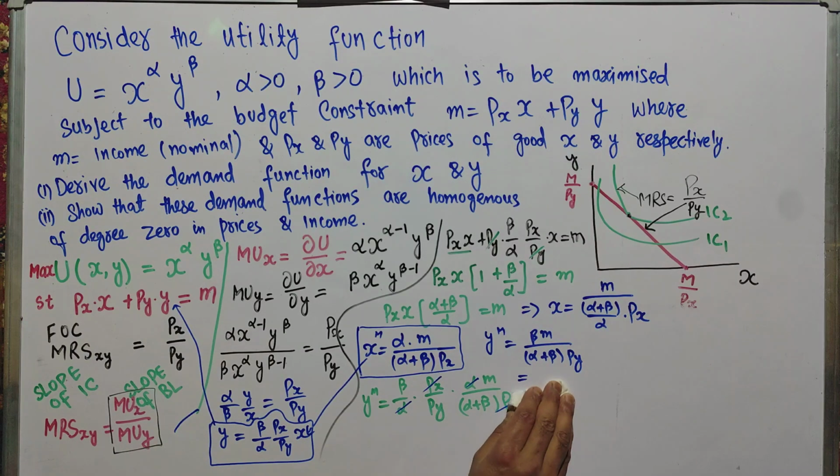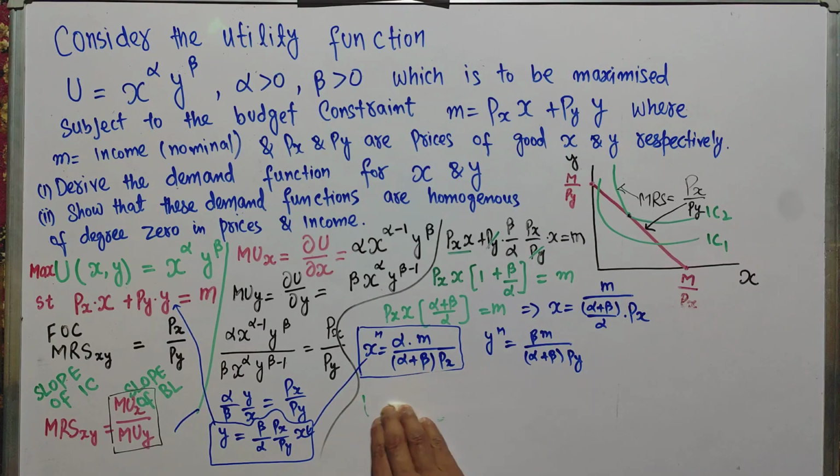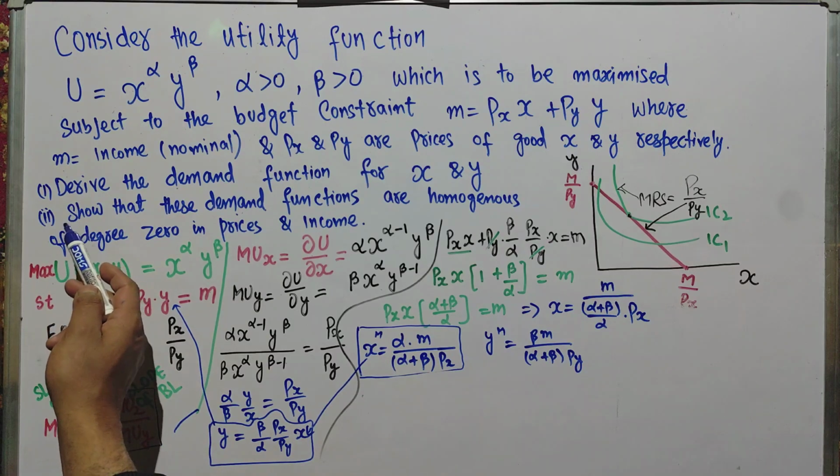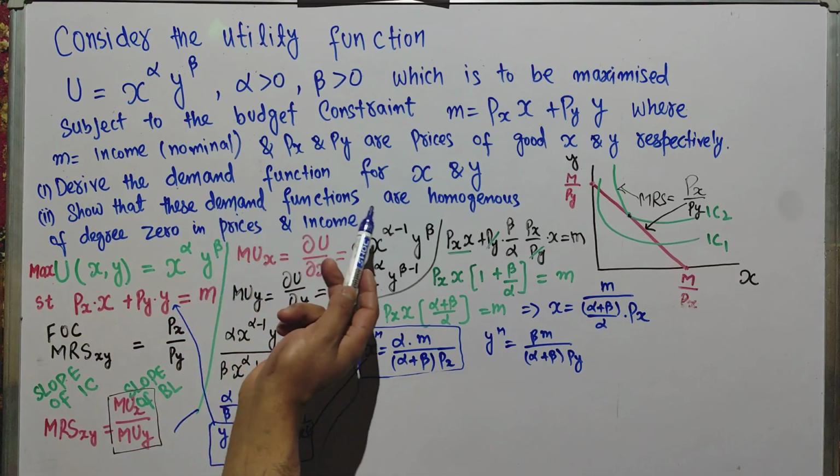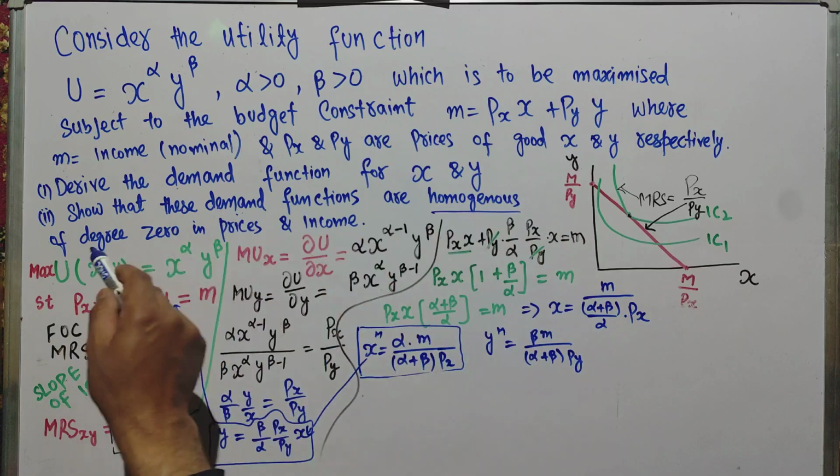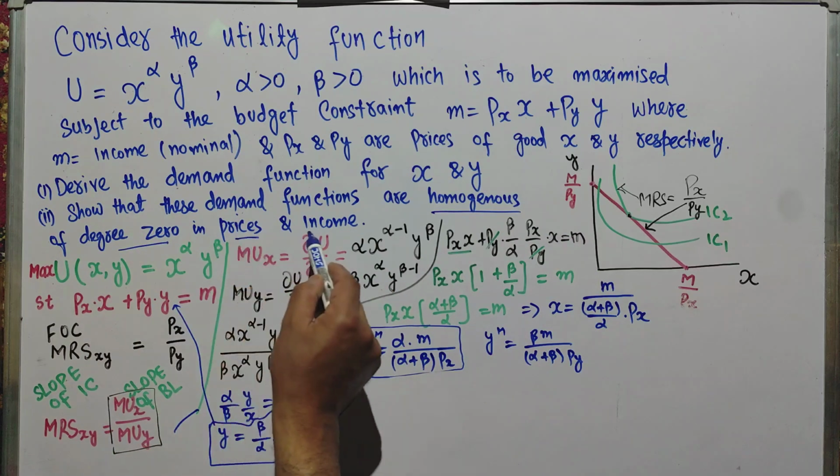Now let me rub this out to solve the second part. The second part tells us, show that these demand functions are homogeneous of degree 0 in prices and income.